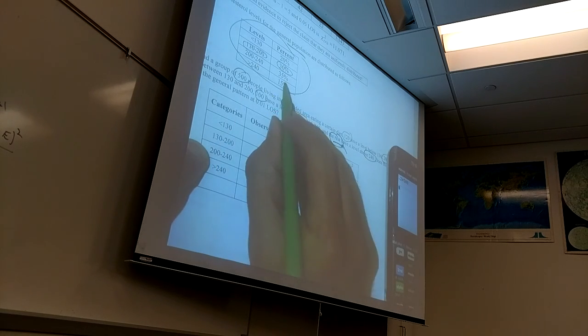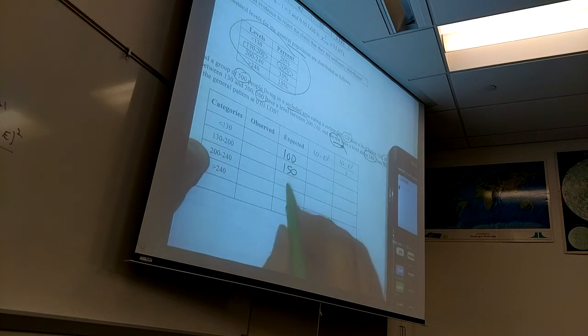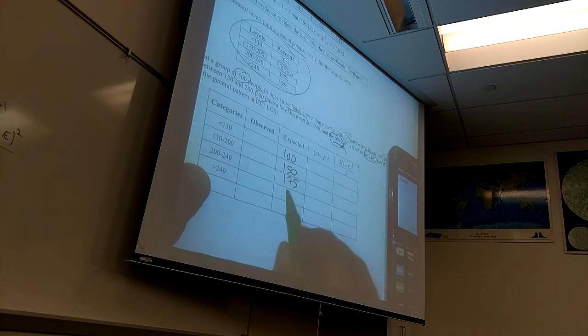200 to 240, I expect 35%. What's 35% of 500? 175. And then it says 15% greater than 240, 75. And you can always double check and make sure that adds up. In this case, it adds up to be 500 people. I like it, or else hopefully you didn't lose anybody.